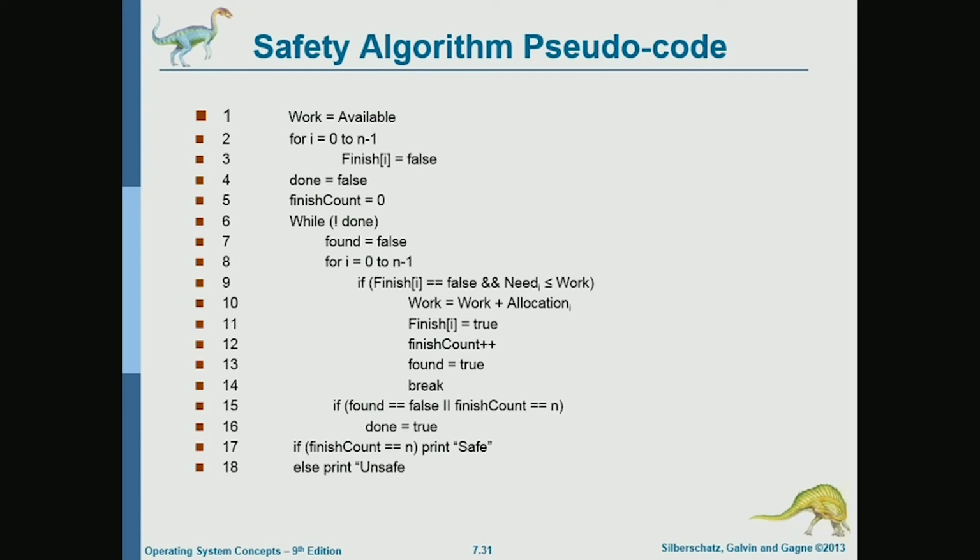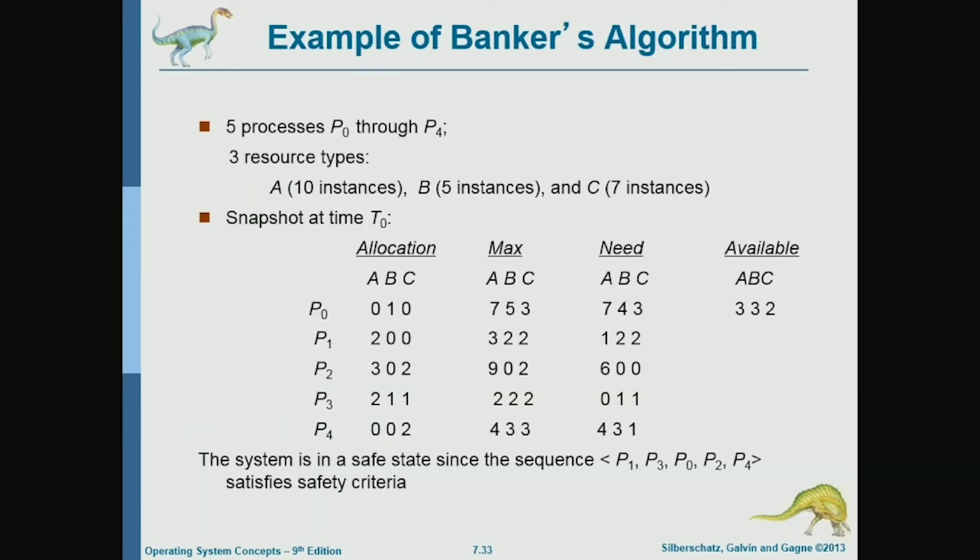Then if this is true, we update work by adding work plus allocation. Work equals work plus allocation. Then we mark that process as finished, and we increment the finish count, and we break out of this loop that looks for a process. So here, when we find P1, we go through this loop, we find P1. After we find P1, we break out of the loop. So we have found one process. Then we will go through the loop again after the update.